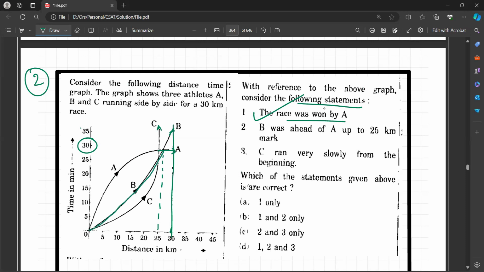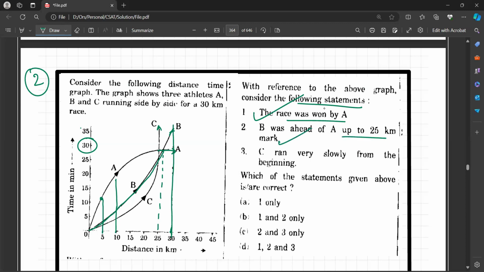A's graph is above. That means A took more time for the respective distance. At 5 kilometer, B took this much time, while A took this much time. At 10 kilometer, B took this much time, A took more. A's graph has never crossed B below 25 kilometers. Beyond 25 kilometers, B's graph is above A. That means after 25 kilometers, B's speed and A's speed differed. A traveled faster. So that means B was ahead of A up to the 25-kilometer mark. This is correct.